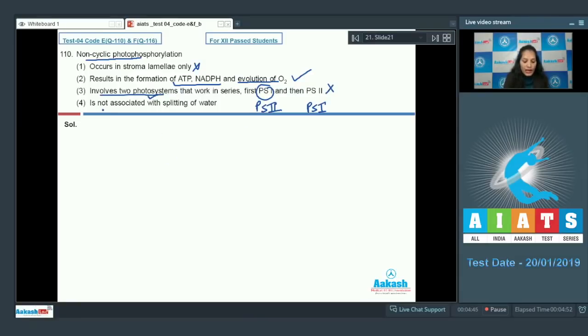Non-cyclic photophosphorylation is not associated with the splitting of water or photolysis of water. No, it is associated with the photolysis or splitting of water. Hence, there is evolution of O2 as it has the oxygen evolving complex. So the correct option for the given question is option number 2. Let's move to the next question.